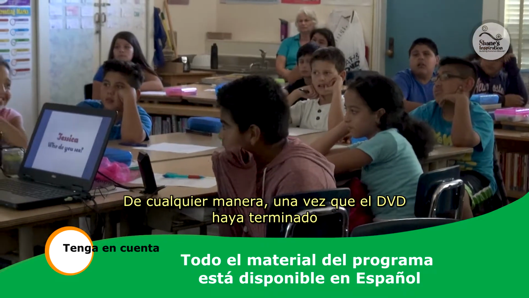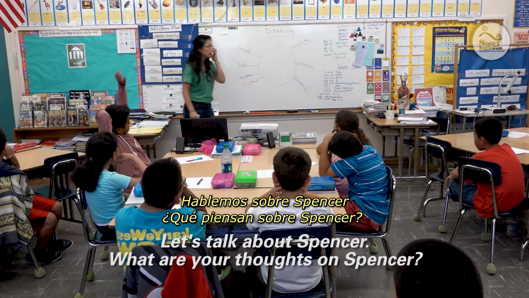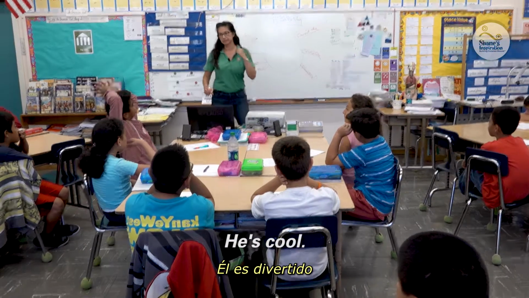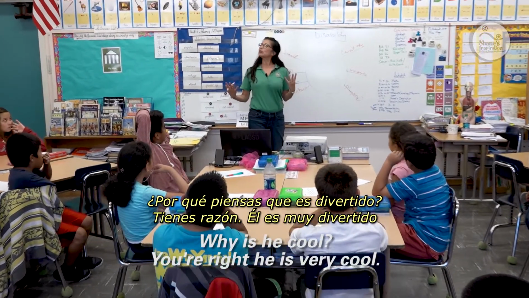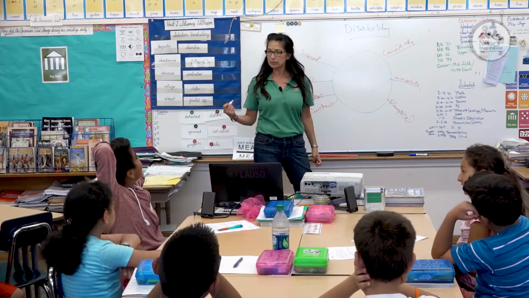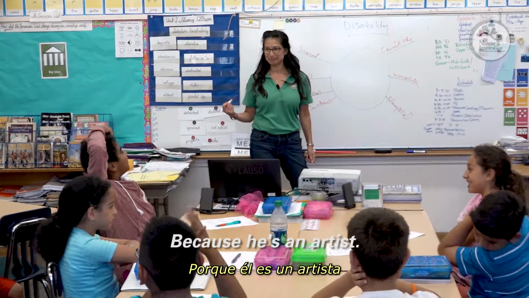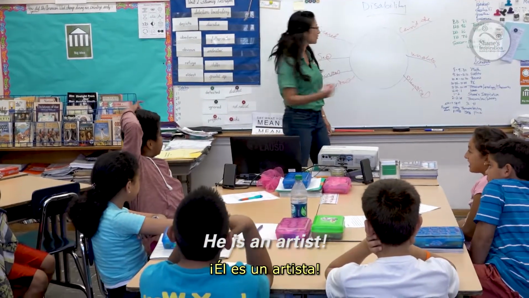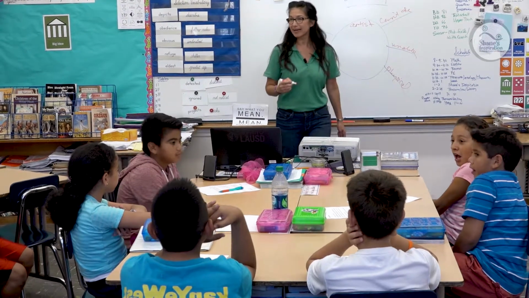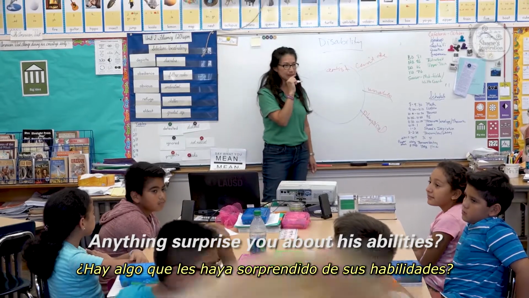Either way, once the DVD is finished, go back to the word capture circle on the board. Let's talk about Spencer. What are your thoughts on Spencer? He's cool. Why is he cool? What makes you, you're right, he is very cool. Give me an example of coolness. Because he knows how to. He's like an artist. He is an artist. Is there anybody else who is an artist in this classroom? Has something in common? Yeah, you have something in common with Spencer, right? Yeah. Anything surprise you about his abilities?